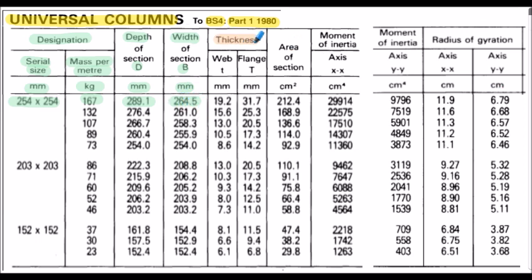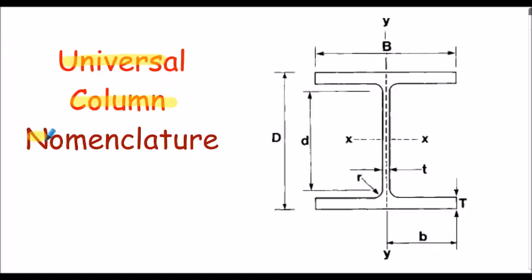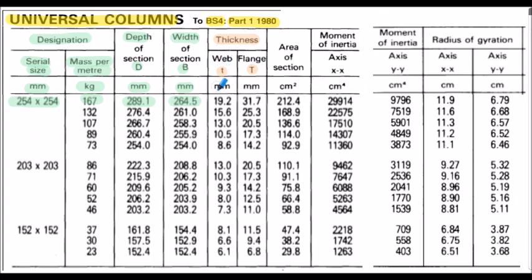Then we have the thickness of the web, lowercase t, thickness of the flanges, uppercase T. Here's the universal column nomenclature, the depth of the section D, the width of the section B, and here's what's termed the web thickness, lowercase t, and then the flange thickness, uppercase T. Notice the thicknesses are in millimeters here, the actual dimensions for our particular designation. The next column contains the area of the cross section. Notice that's in centimeters squared here, is the value for our section.